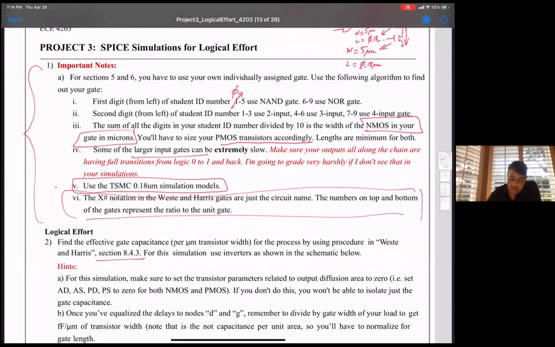So the thing I think I heard here is that I should include 0.